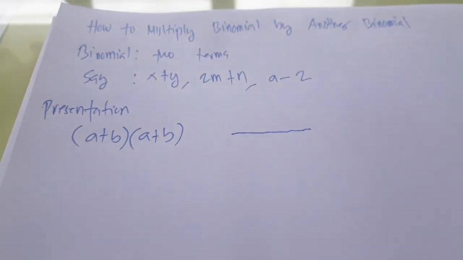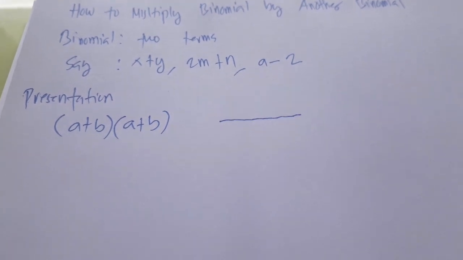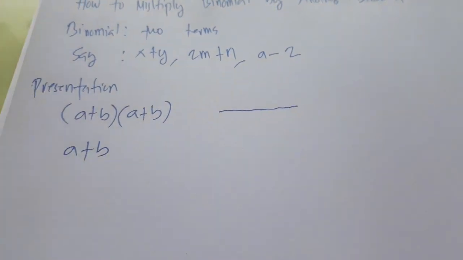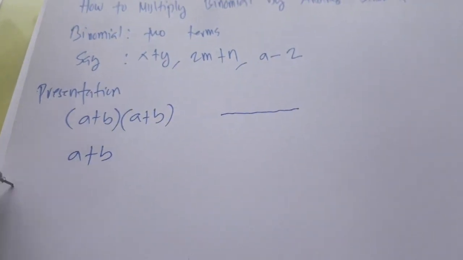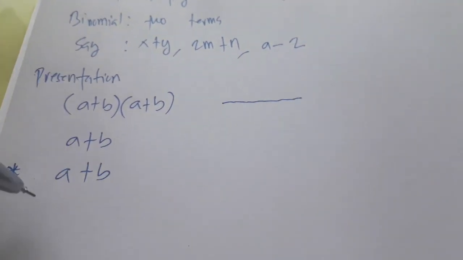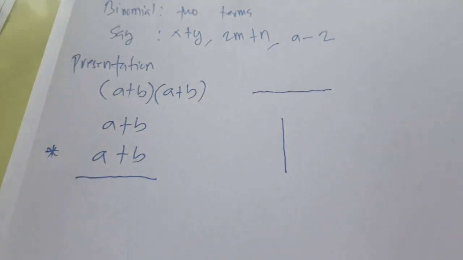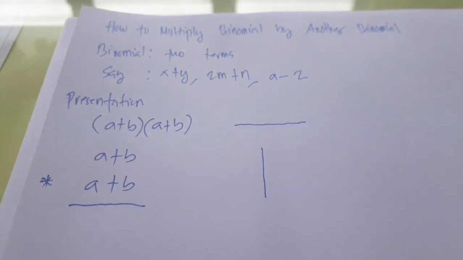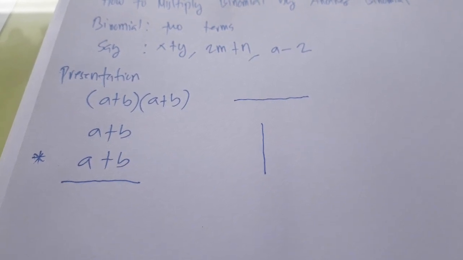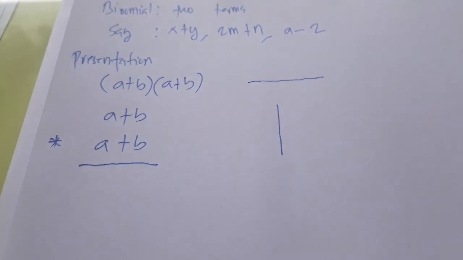The second presentation of a binomial by another binomial under the multiplication process is this case. The second presentation is a plus b, times, we will use an asterisk, times a plus b. This is of vertical presentation. So from this, we are ready to multiply a binomial by another binomial.